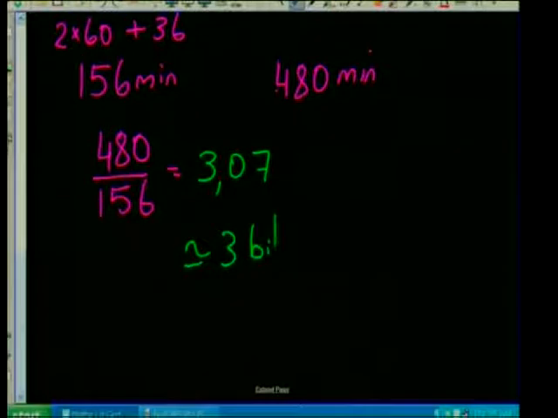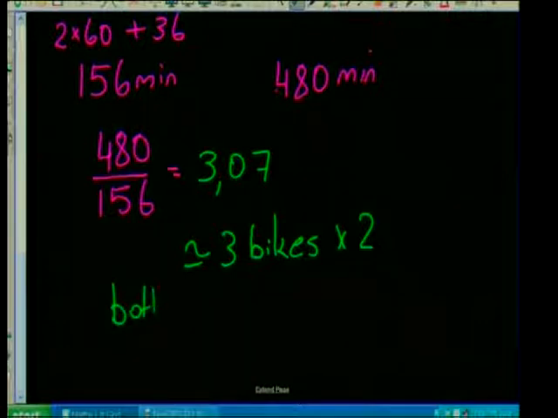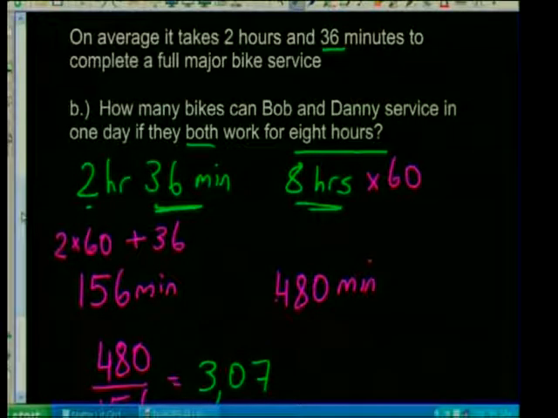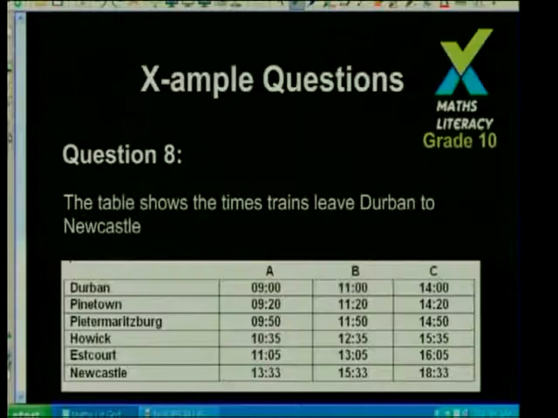So how many bikes? The question says, how many bikes can they both service in one day? Well, they can each service 3 bikes. That's the maximum number of bikes that they can service in one day. But there are 2 of them, so we need to times that by 2, so they can both service 6 bikes. They can start on the 7th and 8th bike each, but they cannot complete the bike. We need to round down. Have we answered the question? And both work in 8 hours. We have. Let's move to the next part.